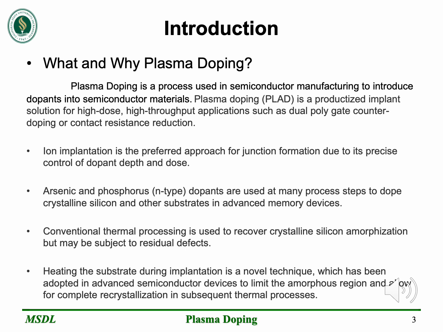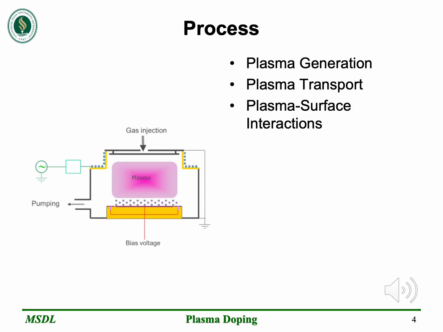Heating the substrate during implantation is a novel technique followed in the industry, which has been adopted in advanced semiconductor devices to limit the amorphous region and allow for complete recrystallization in subsequent thermal processes. Unlike traditional ion implantation, which uses high energy ions, plasma doping employs plasma to create reactive species that modify the properties of semiconductor materials. These are the few reasons why we prefer plasma doping over ion implantation.